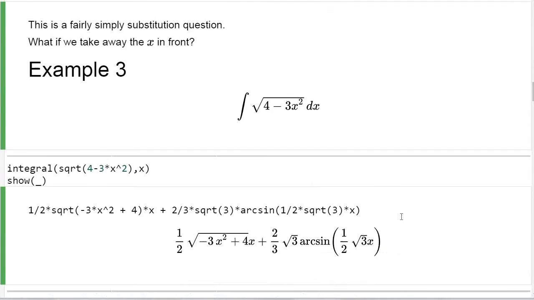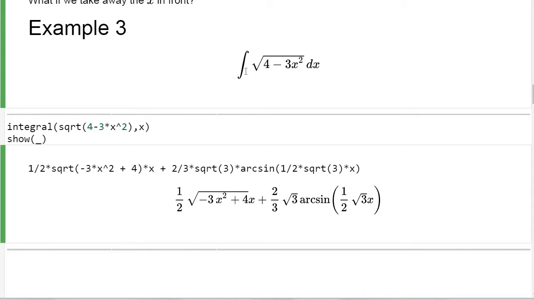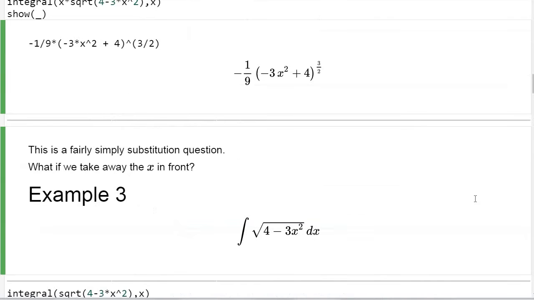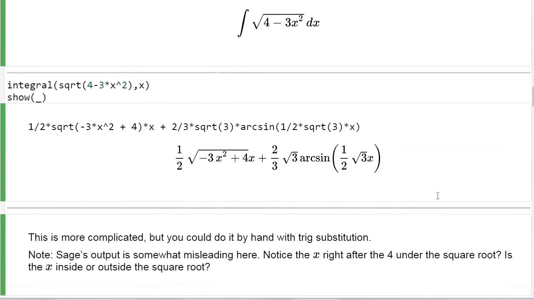If you take away the x in front, same problem except there's no x here. So without the x, it's not a simple substitution problem. It's actually quite a bit more complicated. The answer, if you compare this here, is just this 3/2 power of a little quadratic. Here we have quite a bit more complicated thing. There's a technique called trig substitution, which you can use to solve this problem. You'll talk about that in Calculus 2 as well.